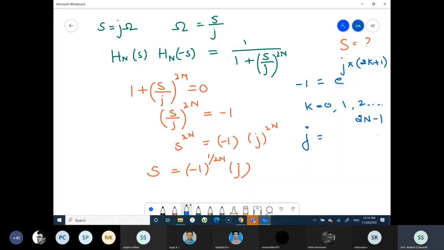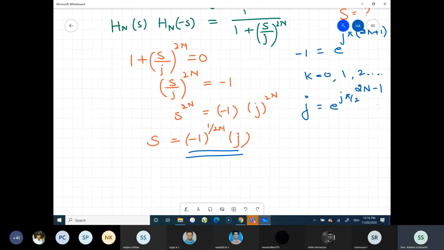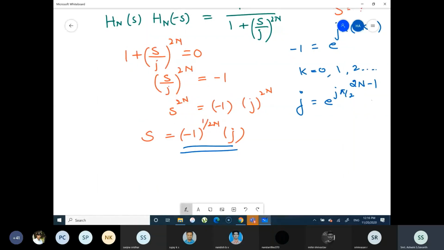For j, what will we substitute? Can I write this as e to the power j pi by 2? Why are we writing it as an exponential? Because we want the poles to appear in the polar form, so that we can locate them. It should be a complex value, a plus jb, either in the rectangular form or in the polar form. Anything will help us locate the poles in the complex plane. If you look at these terms, straight away it's not possible to locate all these poles on the s-plane. We need a proper equation to find the poles. That is why we are representing it in the polar form, as an exponential.